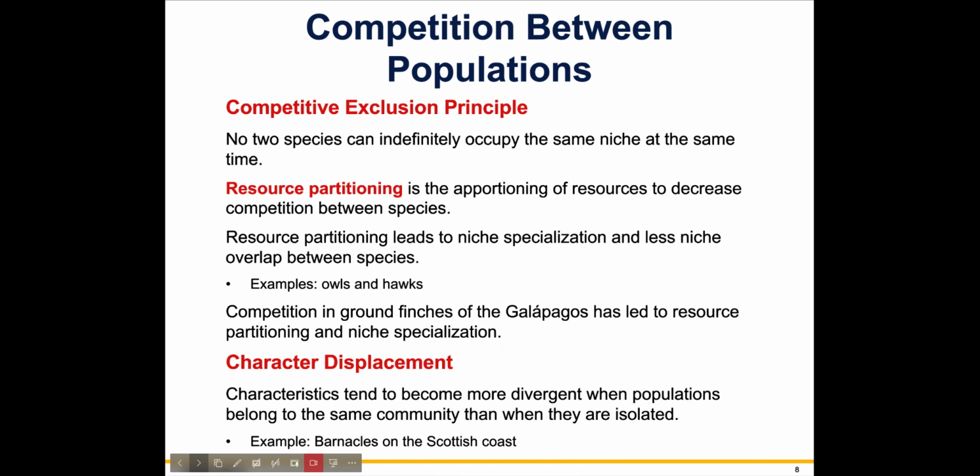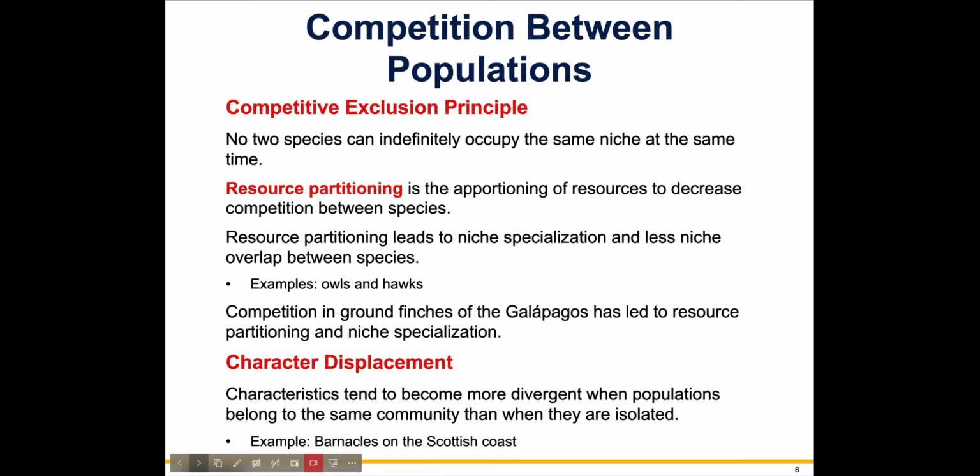And that is called our competitive exclusion principle. No two species occupy the same niche at the same time. But then you might be thinking, but wait a minute, I know of ecosystems where there are birds of prey that eat mice, and they can eat those mice at night, and then they can eat those mice in the daytime. What the heck? That's the same resource they're using.